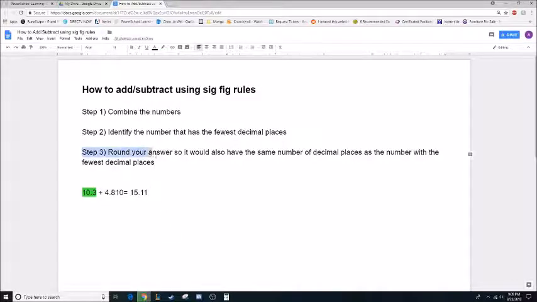We're going to move on to step 3 here. We're going to round our answer, so it would have the same number of decimal places as the number with the fewest decimal places. So that means the answer's decimal places need to match the number with the fewest decimal places. So since this one has 1 decimal place, my answer will also have 1 decimal place. So we're gonna cut it off right here where my cursor is.